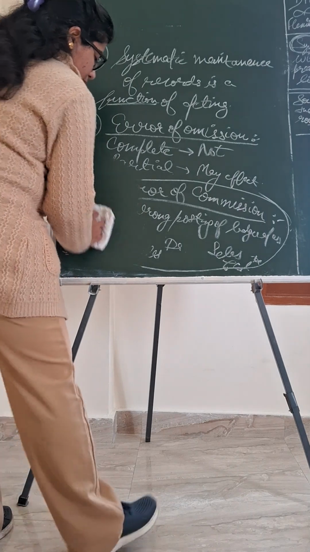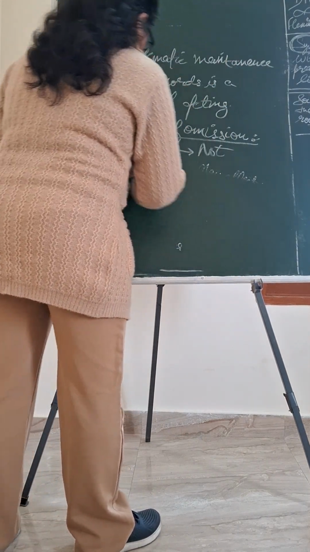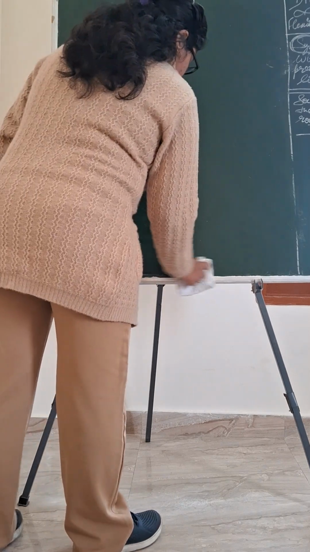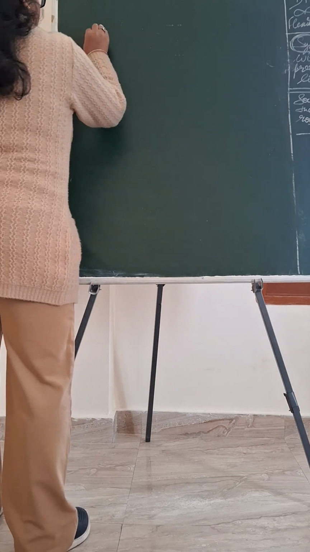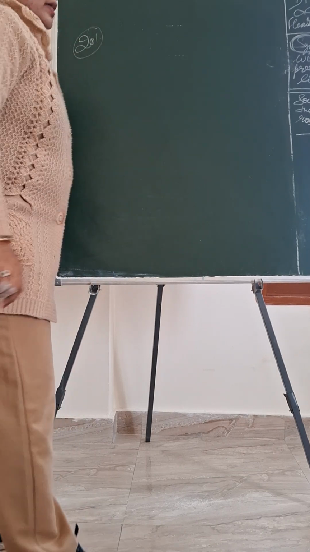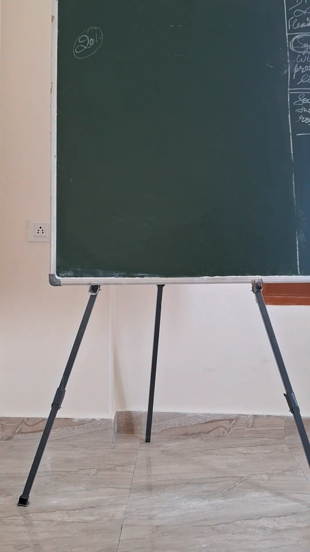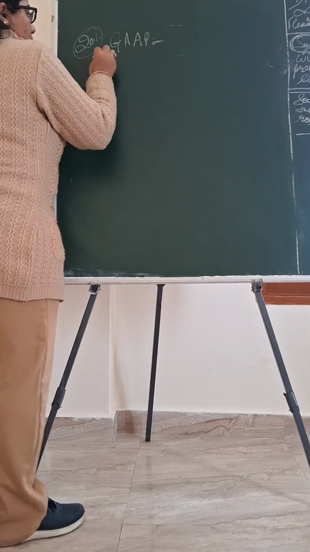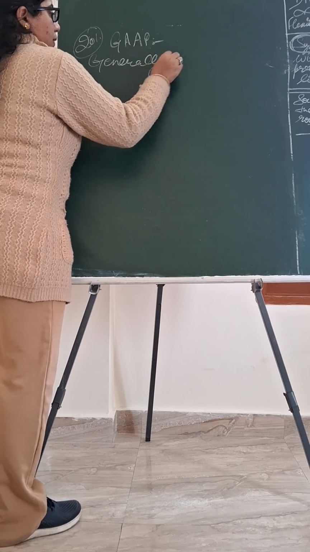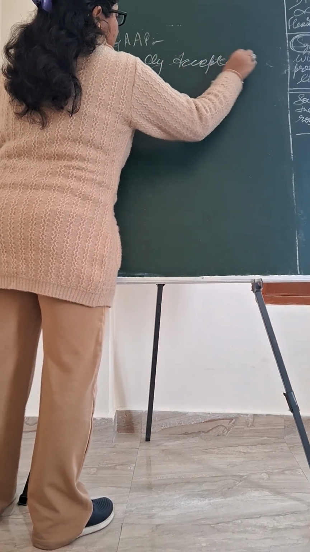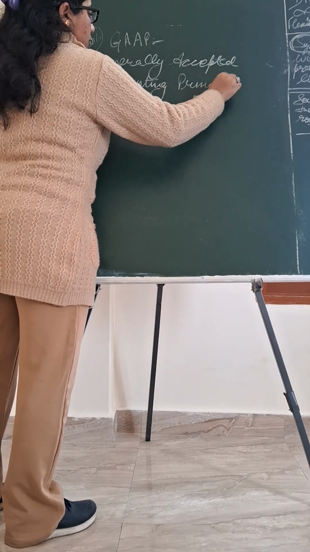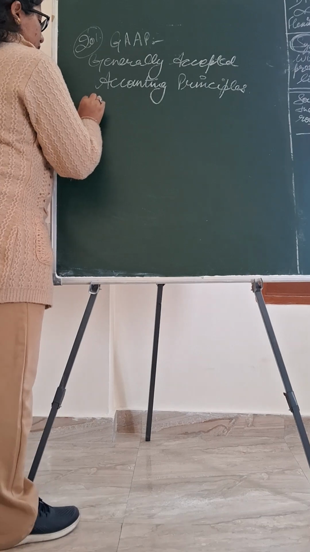Next question, question number 201. In 201 I want to tell you about various concepts of accounting, which are the concepts and conventions. First, it is GAAP. Everyone knows what is GAAP. GAAP is generally accepted accounting principles. Generally accepted accounting principles are known as GAAP.